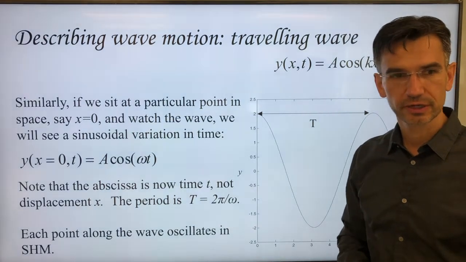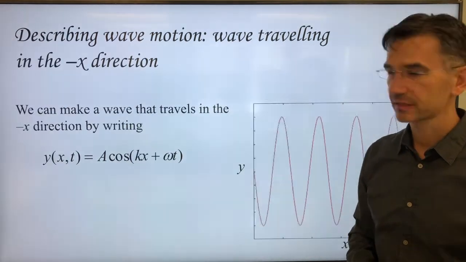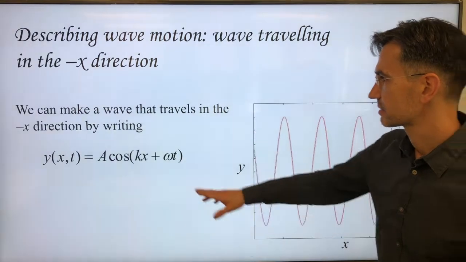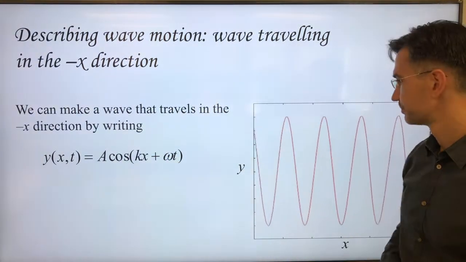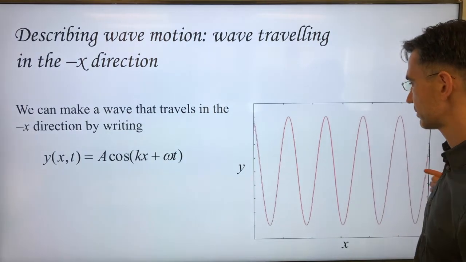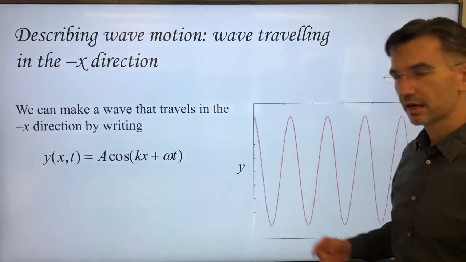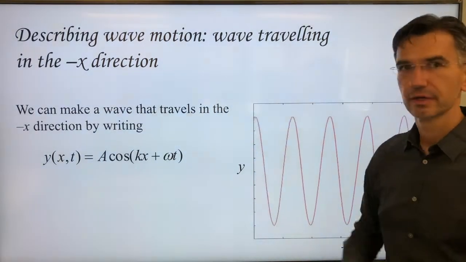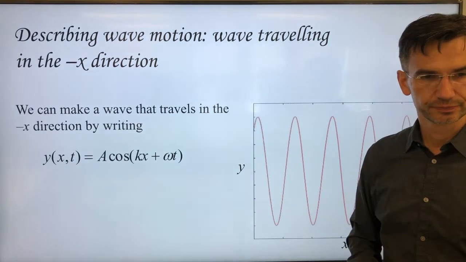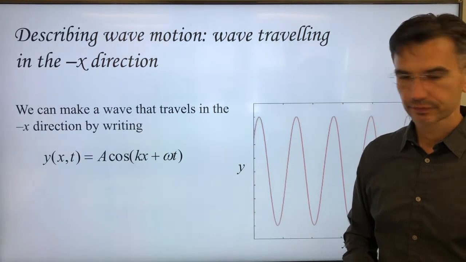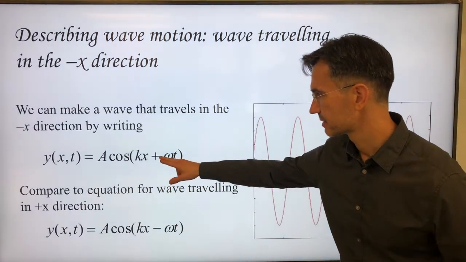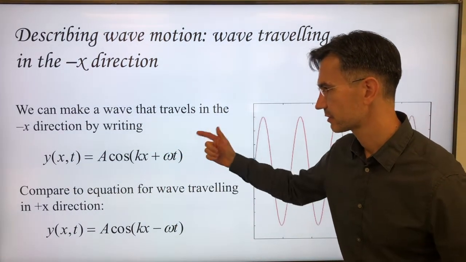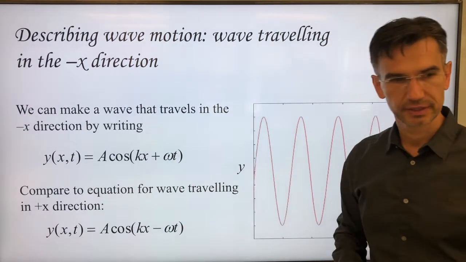I mentioned that we could also create waves traveling in the negative x direction, and that's done by simply changing the sign in front of time. So now this is an example of a wave that's propagating to the negative x direction. So again, compare. The only difference here is the sign. This is a wave traveling in a negative x direction. This is a wave traveling in the positive x direction.